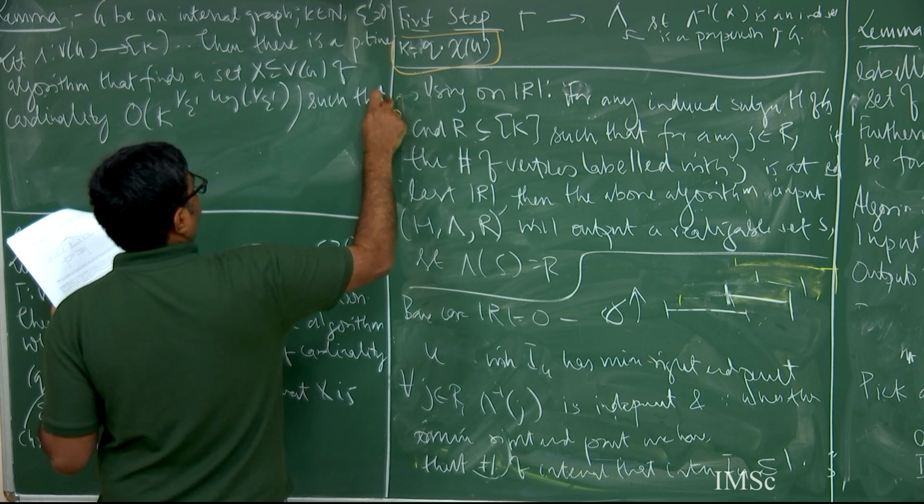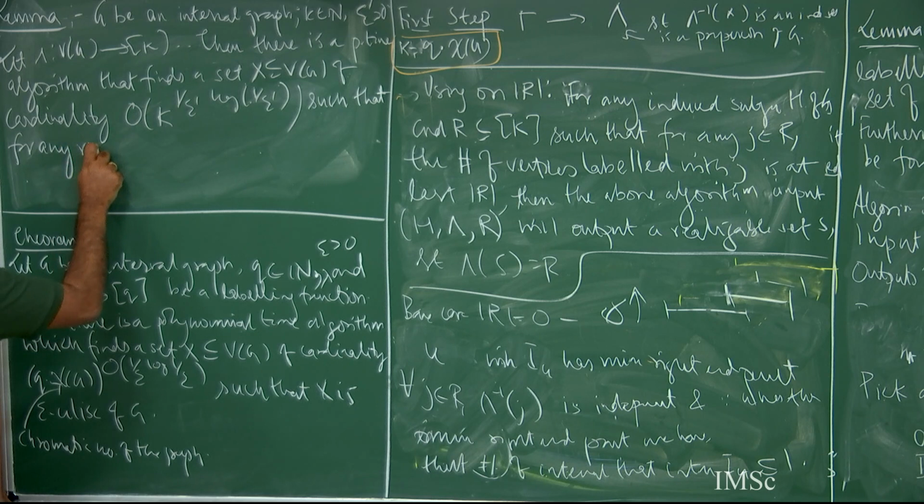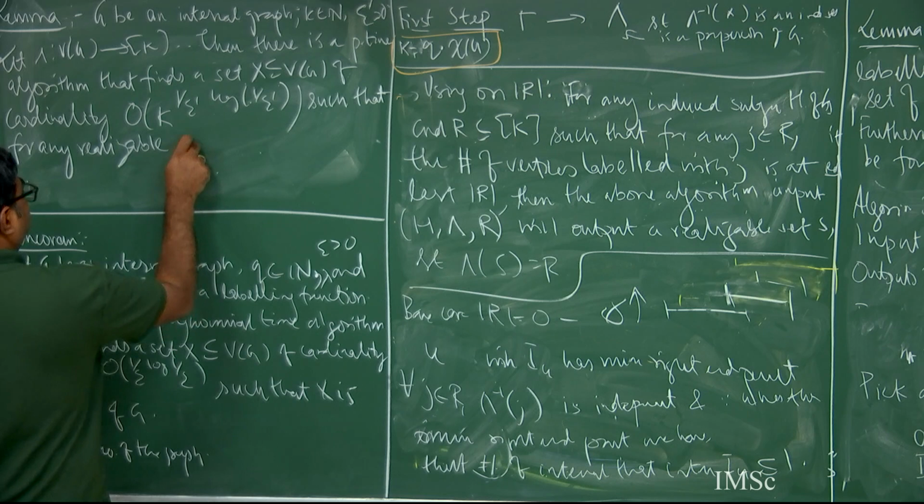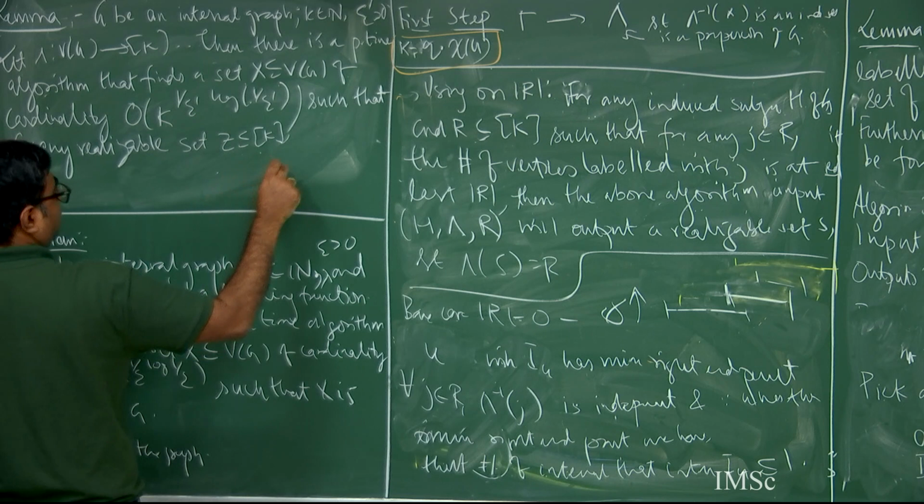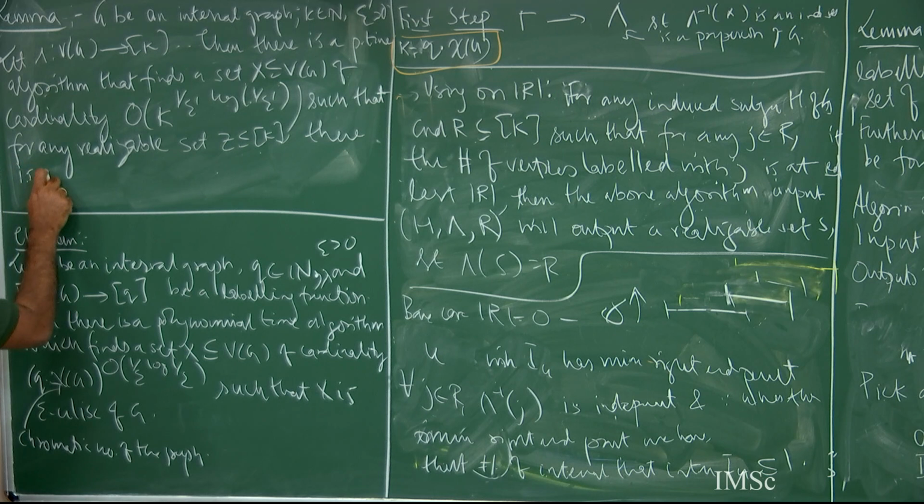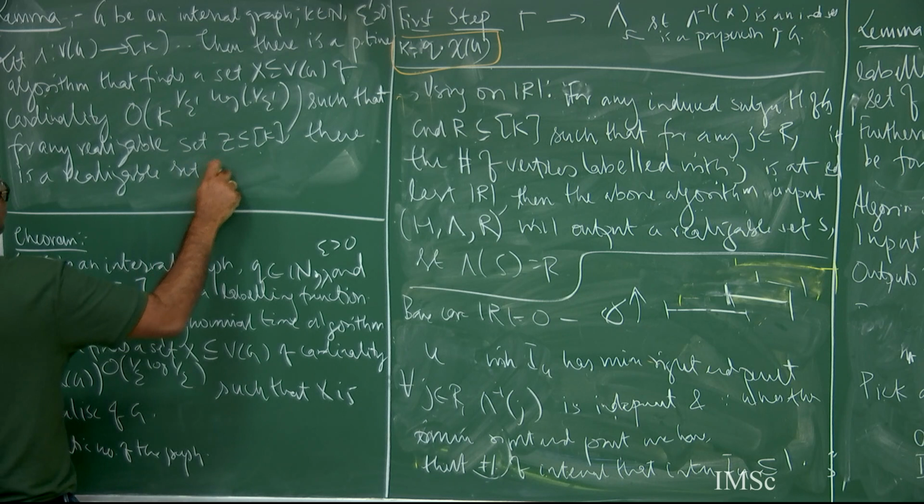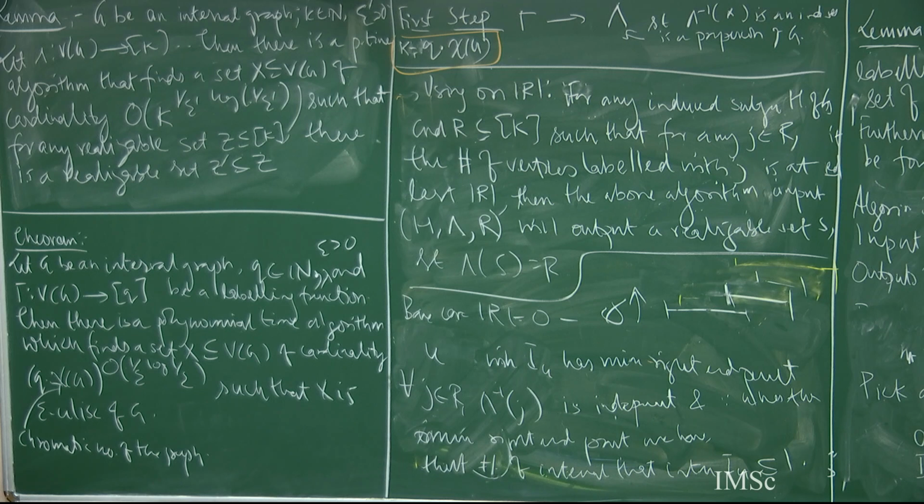such that now for any realizable set Z subset of K, there is a realizable set Z prime subset of Z. Remember what is the definition of realizable. There is an independent set such that labels are same. There is a reason why I am not writing an epsilon U list for some reason.